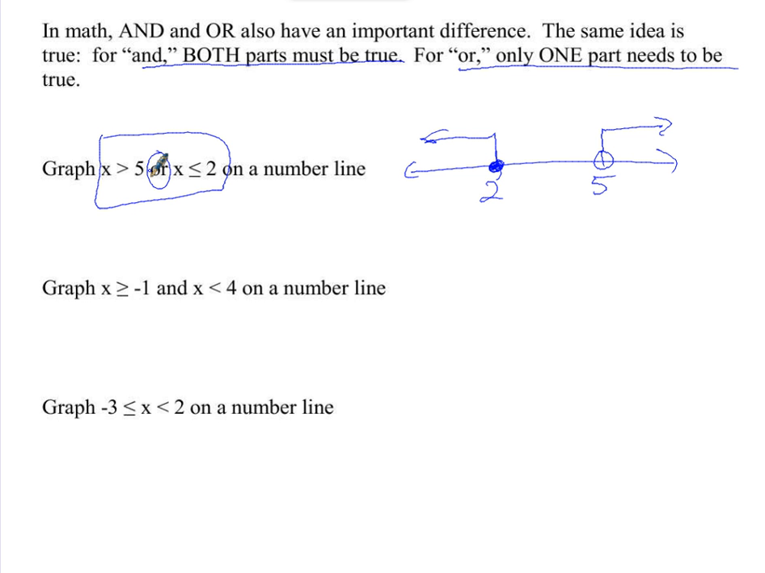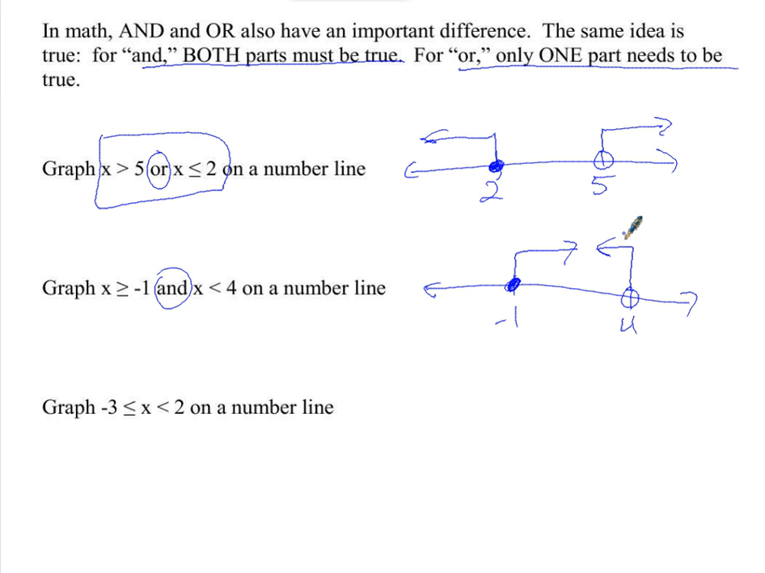All right, the second one, graph x is greater than or equal to -1, and then we're using the word and this time, and x is less than 4 on a number line. So we draw our number line. We have a -1 and we have a 4. For x is greater than or equal to -1, that will be a solid dot, and we're going to the right. For x is less than 4, that will be an open dot, and we're going to the left. So our arrows kind of point at each other.